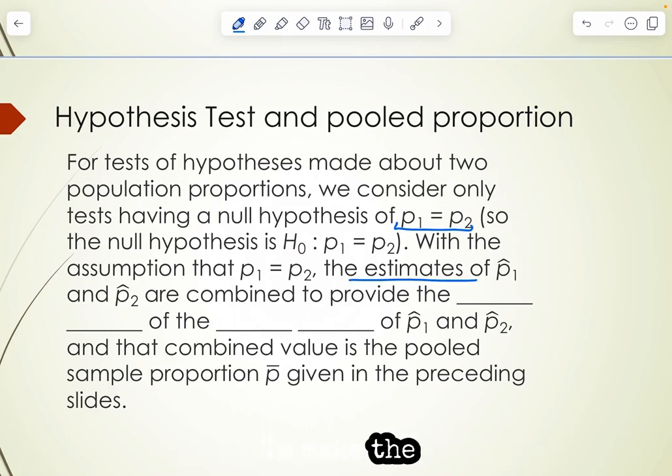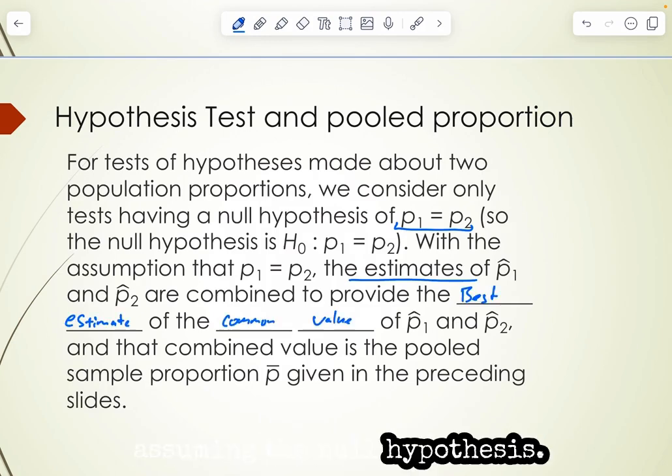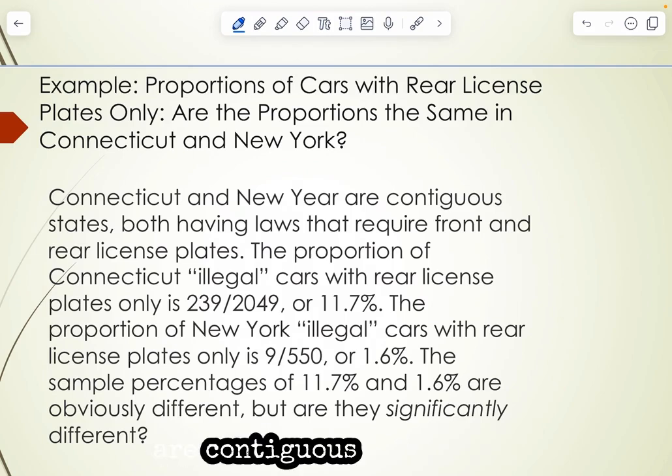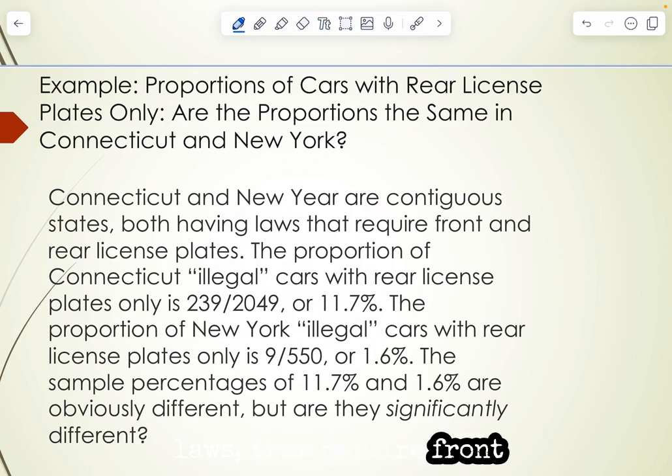Make the best estimate of the common value, assuming the null hypothesis. All right, let's take an example. The proportions of cars with rear license plates only are the same in Connecticut and New York. Connecticut and New York are contiguous states. That means they touch, both having laws that require front and rear license plates.